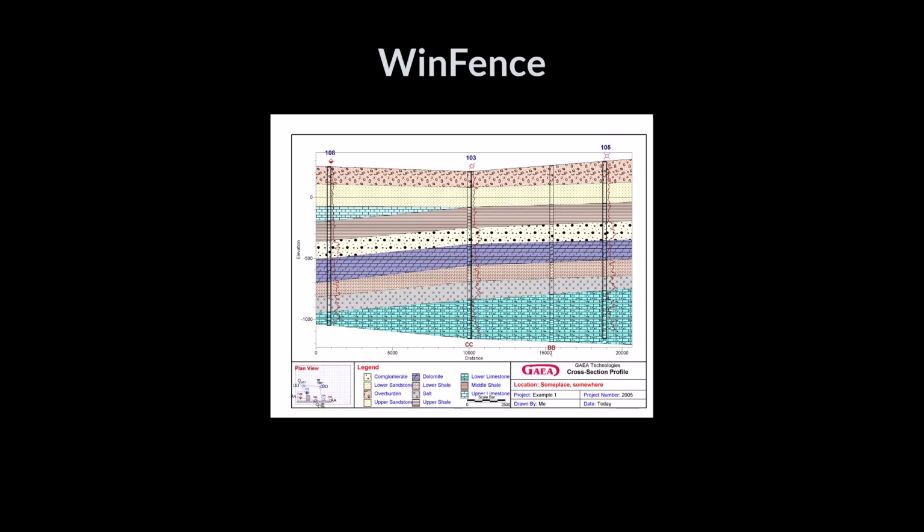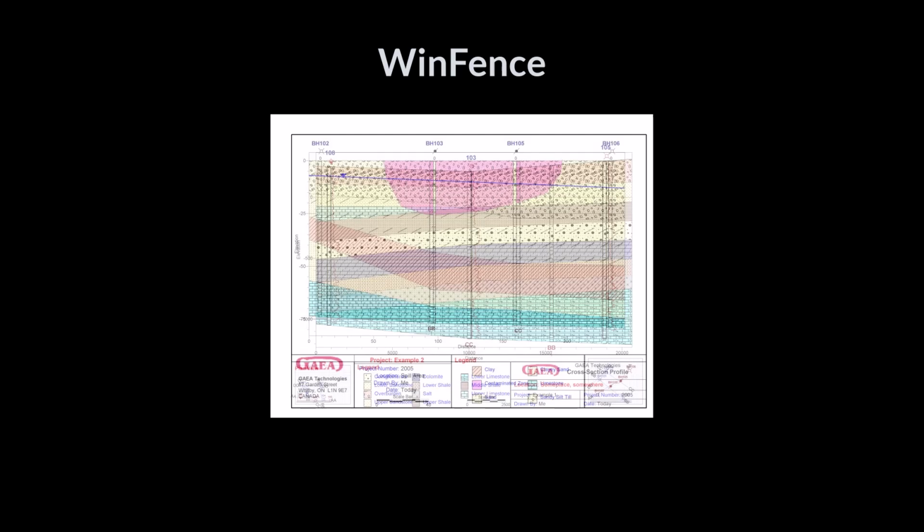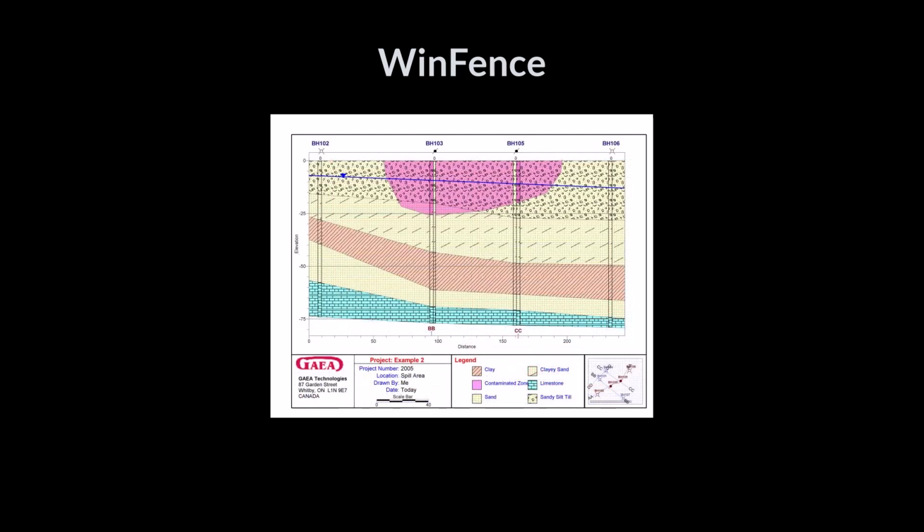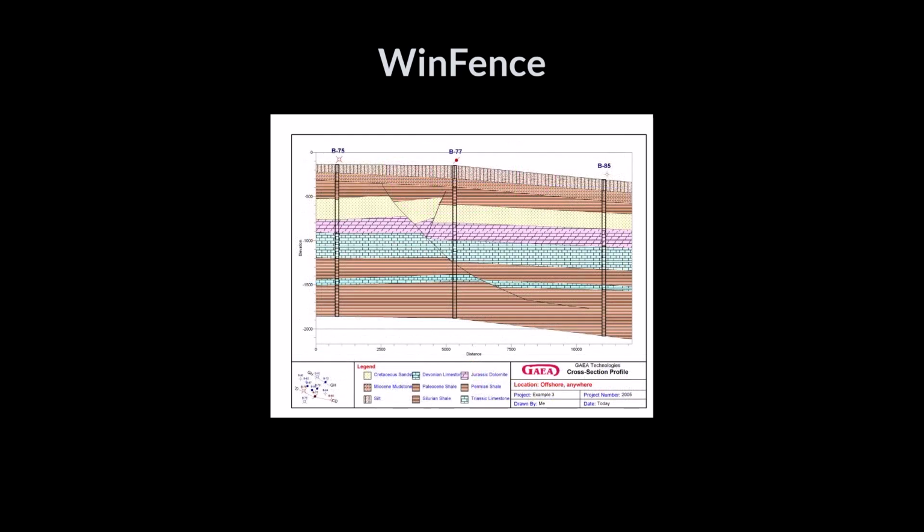The Win Fence module of GeoSynergy can be used to quickly create detailed, full-color cross-sections and fence diagrams. A wide variety of strata can be used to create cross-sections, such as layers, lenses, intrusions, faults, and alteration zones. This module shares the same database as the WinLog module, and can be used to access and plot the boring and well data on the cross-section.